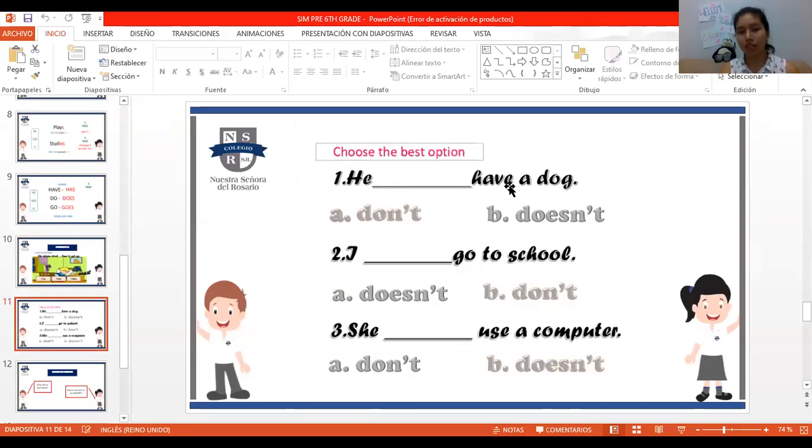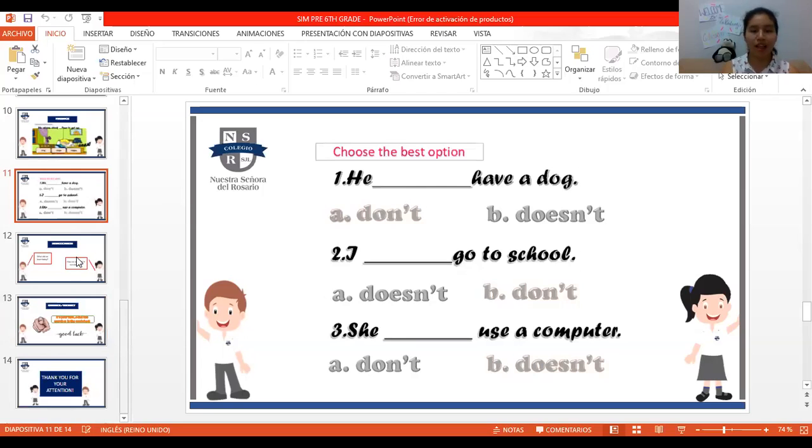He have a dog. He don't have a dog. He doesn't have a dog. I go to school. I doesn't go to school. I don't go to school. She use a computer. She don't use a computer. She doesn't use a computer. So, let's see.